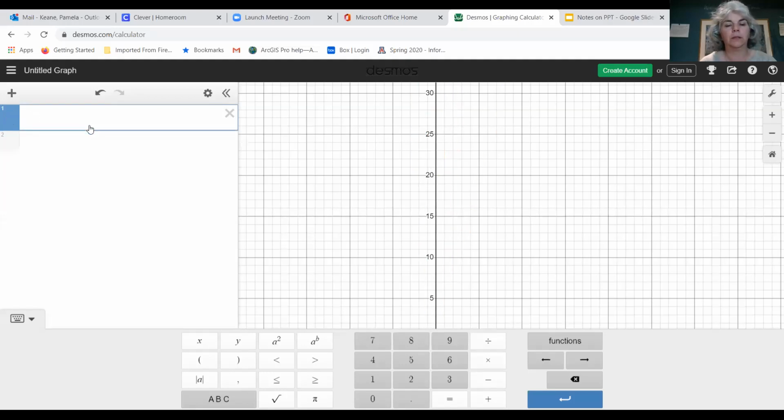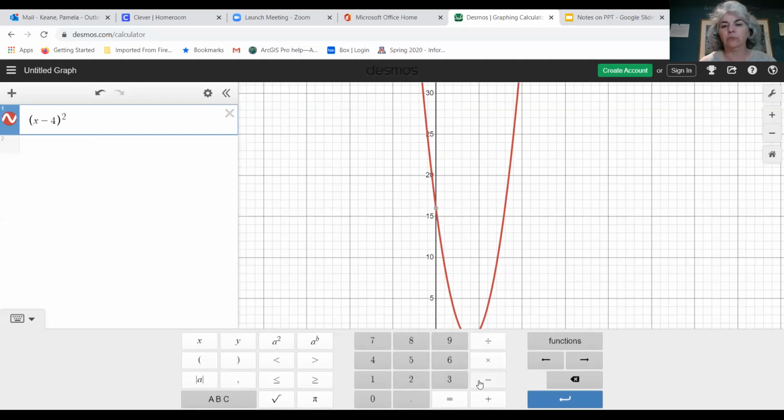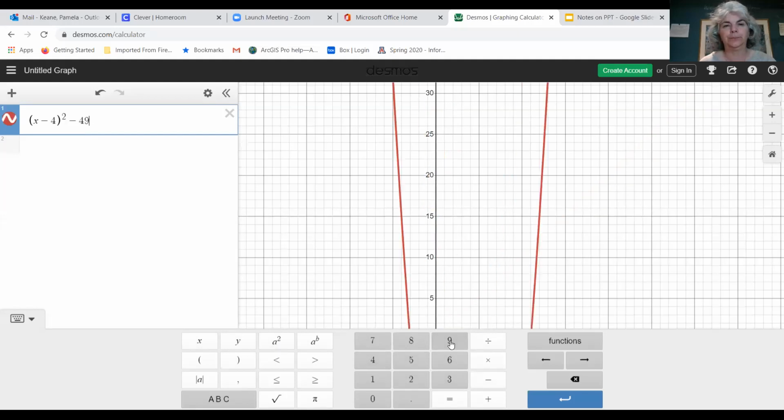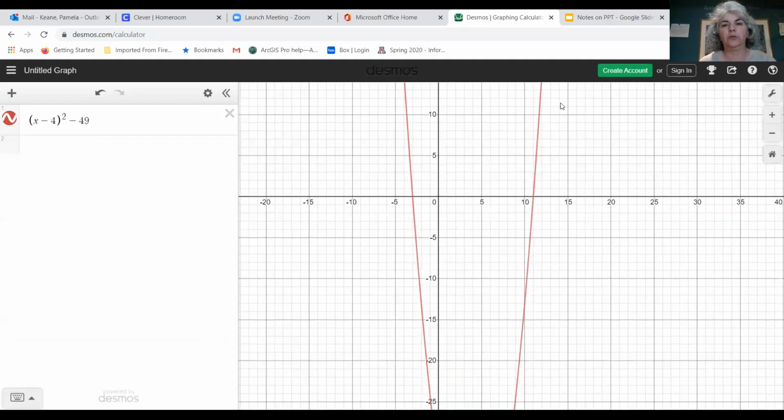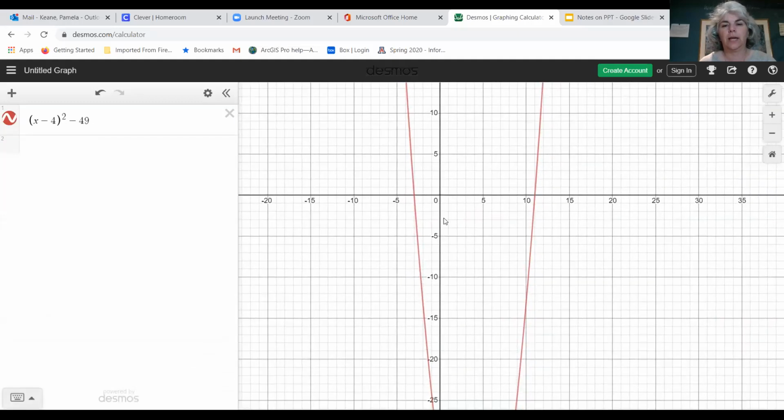So I'm going to put this in parentheses, x minus 4, close your parentheses, square. And to get that equal to 0, I have to subtract 49. Okay, so there's my parabola. If I kind of zoom into the x-axis, you can see that one of the places where it crosses the x-axis is at 11, and the other place is at -3, just as we discovered.